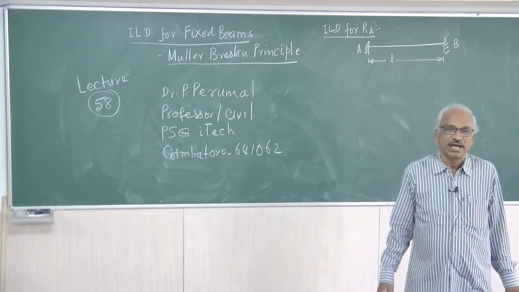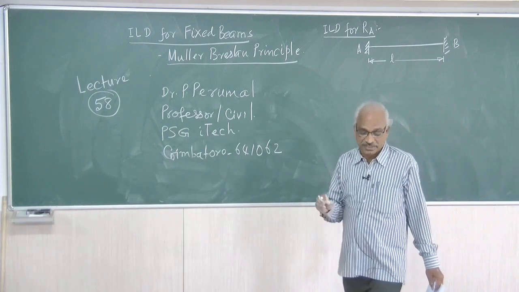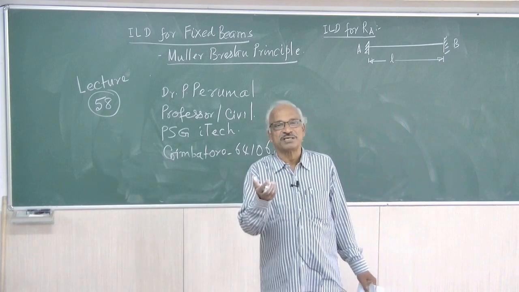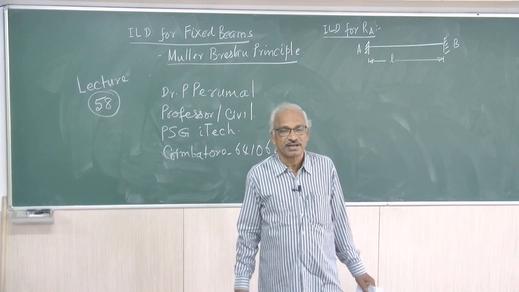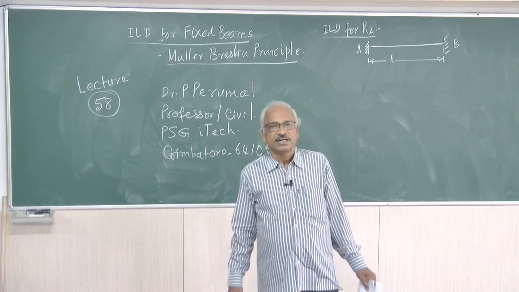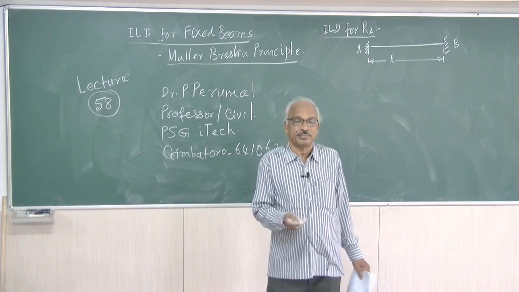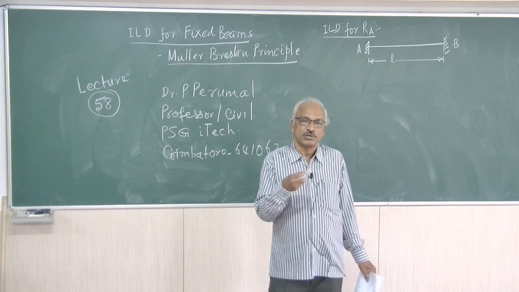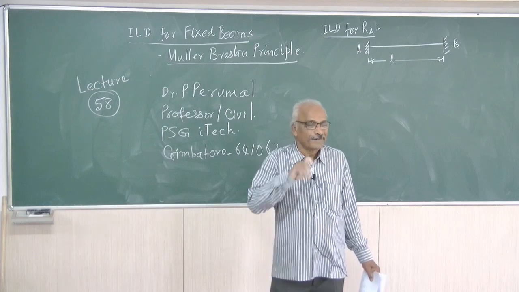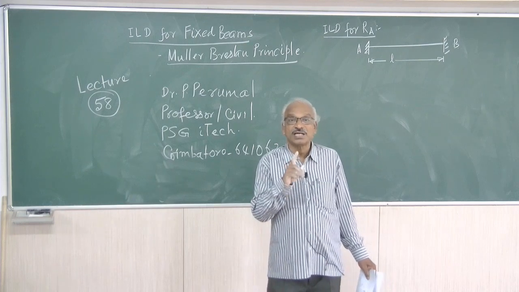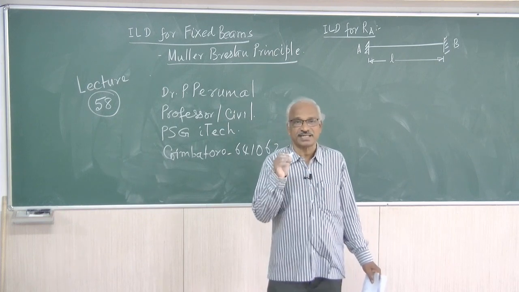if we want ILD for reaction, we have to remove the reaction carrying capacity. If it is a simply supported beam, we can simply remove the support A, that will solve the problem. Similarly, if the influence line diagram for some moment at some intermediate point is required, we can introduce a hinge and that will solve the problem. Now here, at the support A, you have got two internal forces. One is the reaction at A and also the moment at A.